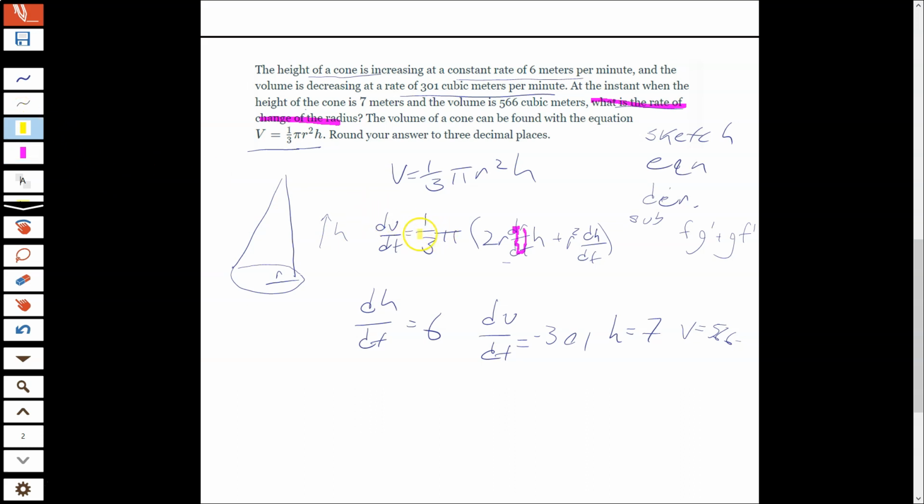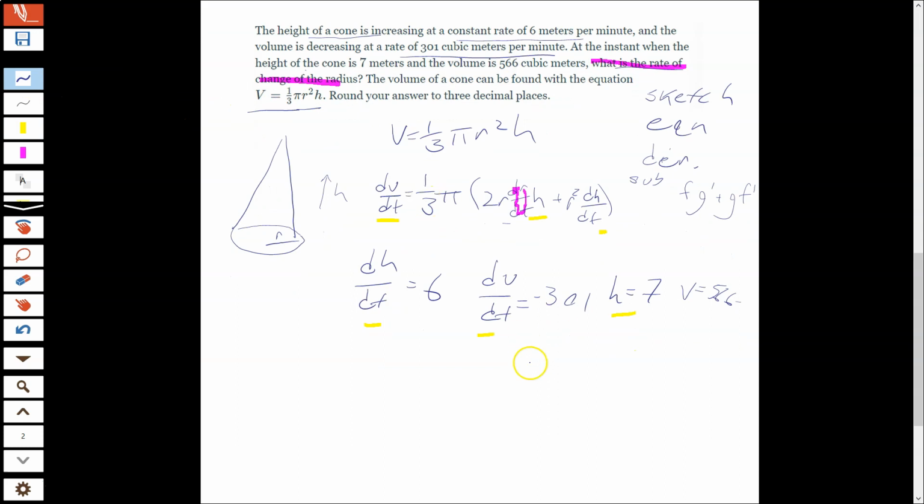So I have dh dt, I have dv dt, I have h, and I have v, but v doesn't show up in here. We need an r, right? So before I start substituting in, I have to figure out what my r is. And this is sort of like our Pythagorean theorem problem. So I need to find my r, and to do that, I'm going to use my volume formula, and I'm going to plug everything in.